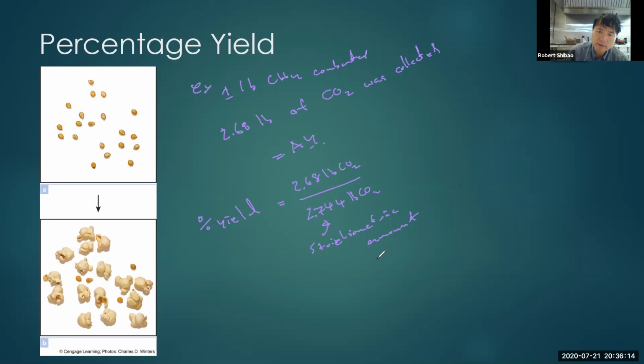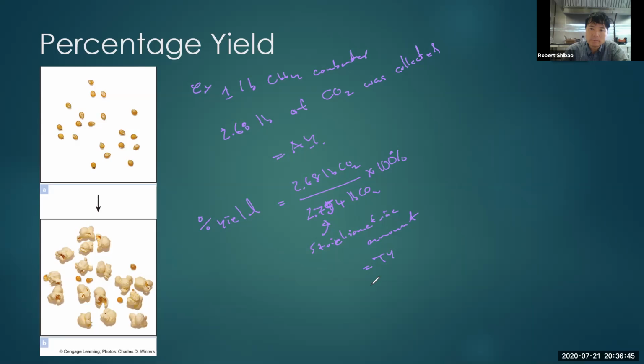And so this is what we call the theoretical yield, times 100%. And so let's calculate the percent yield for that. 2.754. So 2.68 was the amount actually obtained. 2.754 was the amount that was supposed to be attained, times 100.